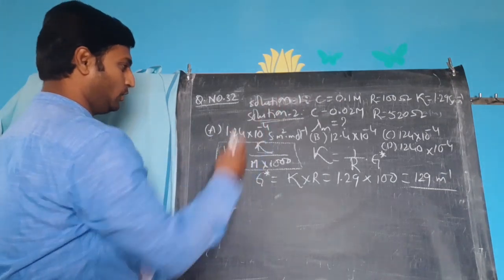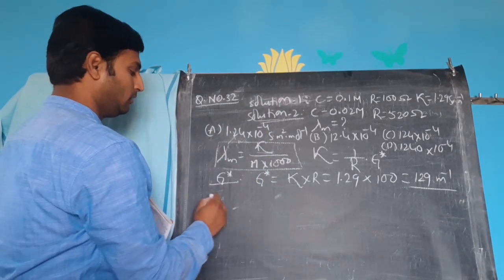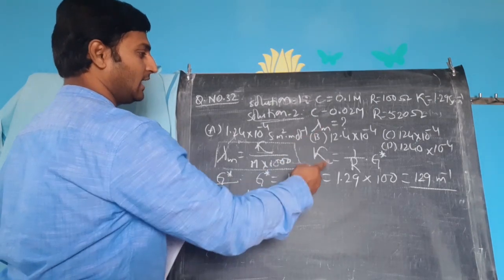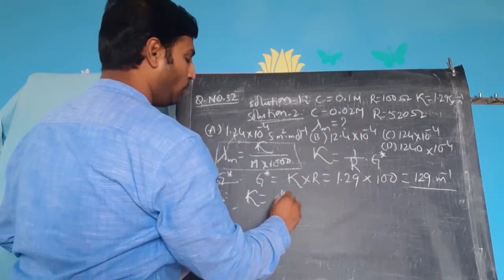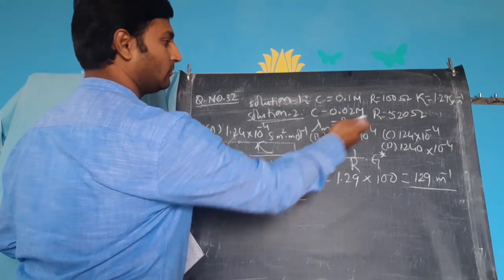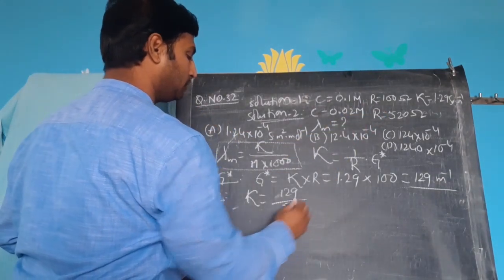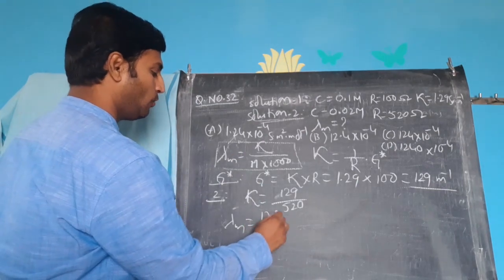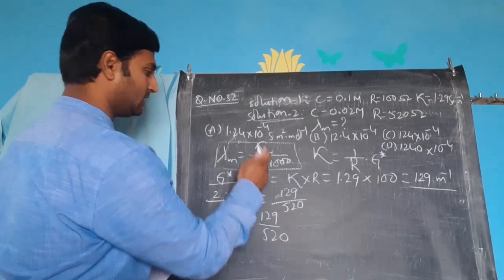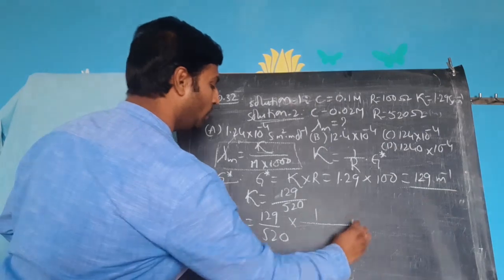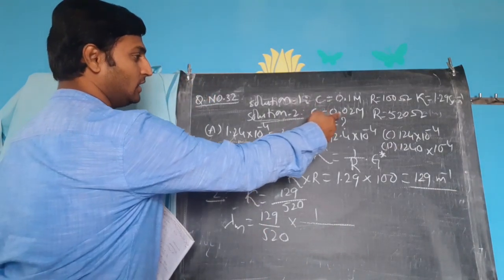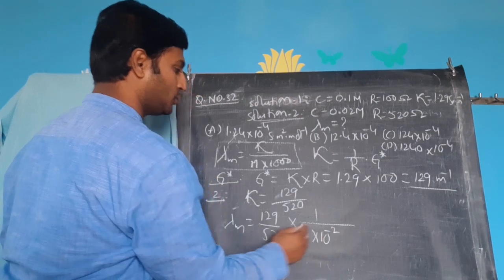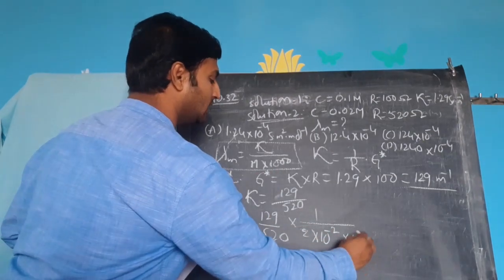Now come to solution 2. For the second solution, now you got the cell constant, so kappa will be 129 by the resistance value 520. Then lambda m, substitute in the place of here: 129 by 520 is the kappa value, into 1 by molarity, which is 0.02. I'll write it as 2 into 10 power minus 2, into 1000, that is 10 power 3.